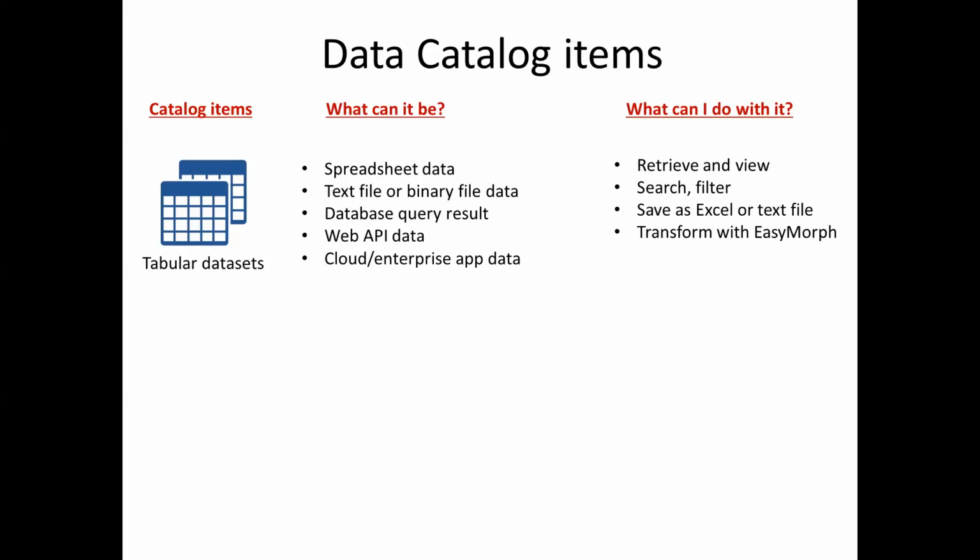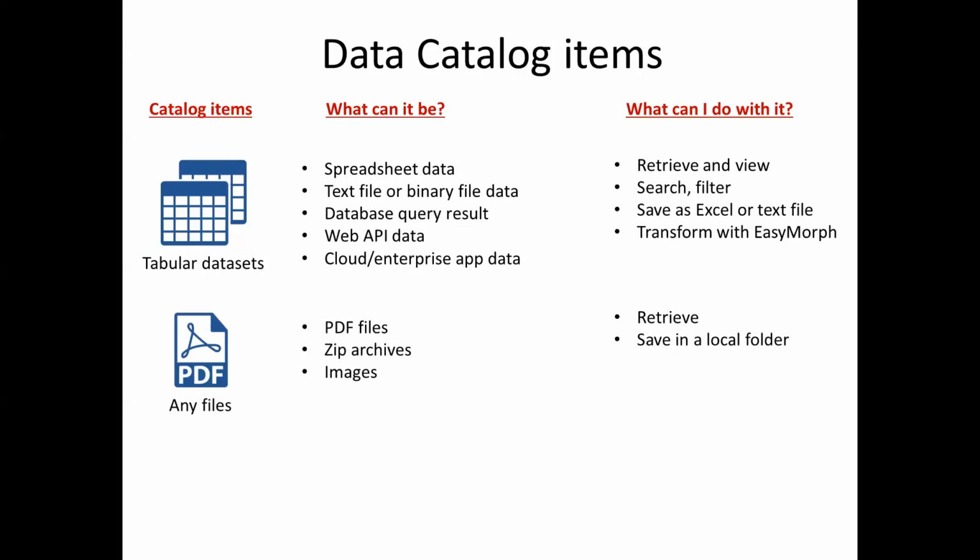What else can be added to the data catalog? Basically, any file. It can be a PDF file, a zip file, it can be an image. So you can add it to the data catalog and you can retrieve it in the same single user interface. What can you do with these files? Well, you probably cannot represent them as a tabular data set, but you can retrieve them and you can save them locally. So if you need to work with them locally, what can it be?